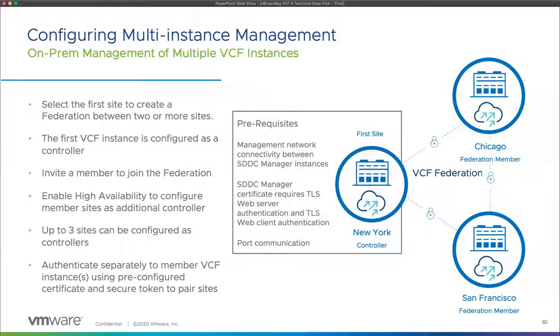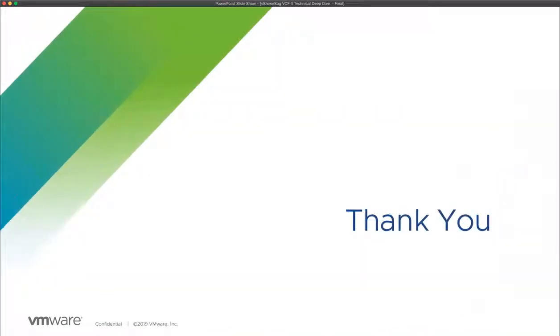So as we build that out, we take our first site, our New York site that is the controller, and then we could add Chicago and San Francisco as federation members, or we can build out, I think it's up to 10 sites for members and controllers to be joined to. So that is what I had for tonight in terms of overview, what's new with VCF 4. Ken, did you have some questions or?